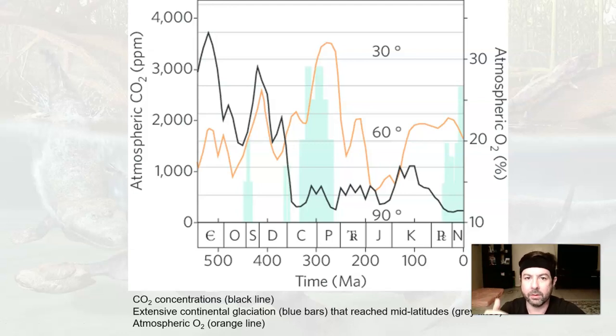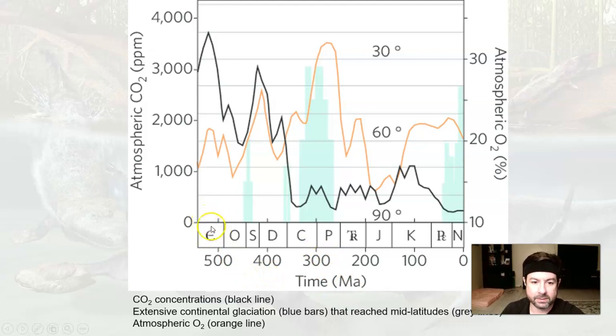This is a graph I'll come back to periodically in each of these different periods. What we're seeing here, in the black, is concentrations of carbon dioxide, which from previous units we know eventually decreases. Oxygen is the orange line, and by this point it has increased, but it still fluctuates. And then you'll see these light blue bars, which indicate glaciation.